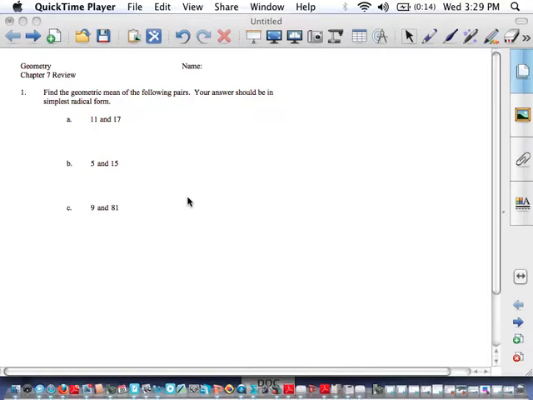Okay, welcome to the Chapter 7 review. The Chapter 7 test will be tomorrow, Friday. So here's the review worksheet. We'll go over the methods for setting up these problems and solving them.